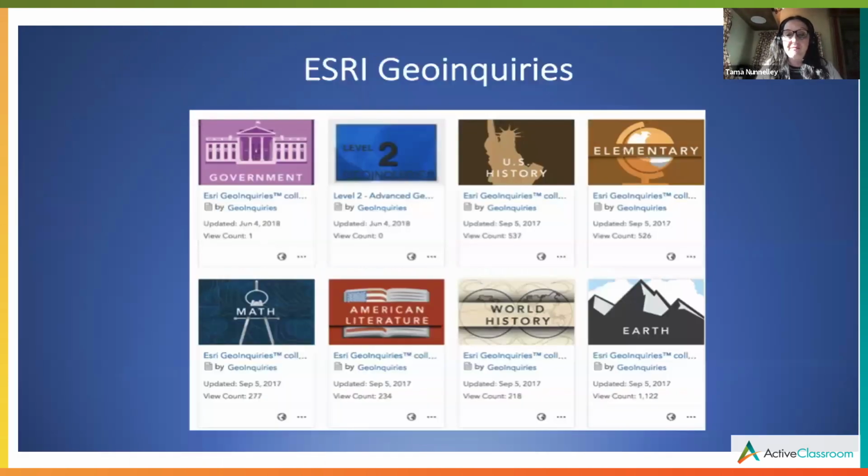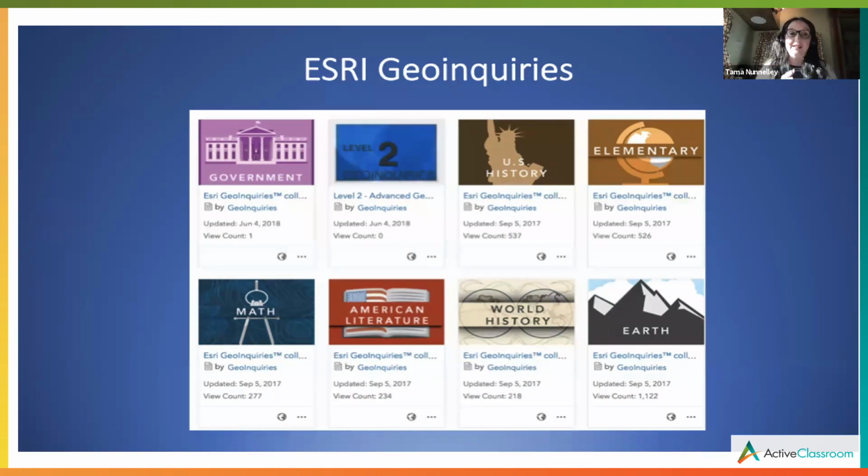They also have something known as geo inquiries. This allows students to ask questions. So if you teach world history, if you teach U.S. history, these are already made. They have the answers on them. So what I do is I print them out with the answers on them, and I have the kids work through it, and then they have to tell me why that is the correct answer.